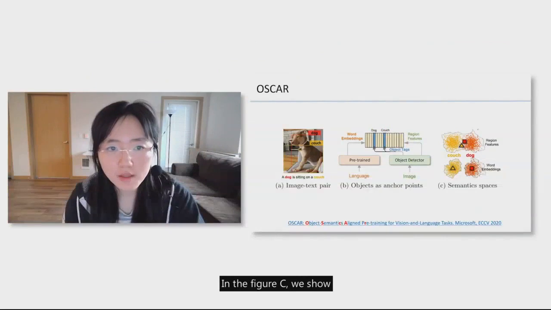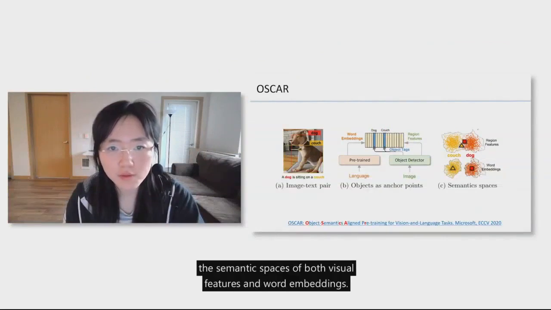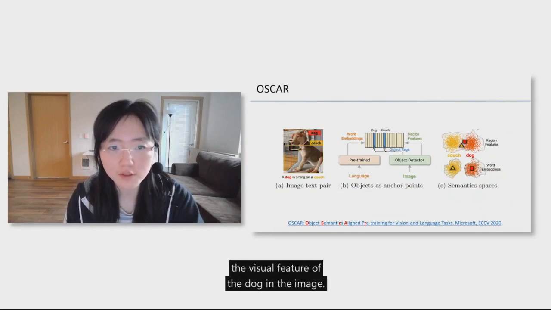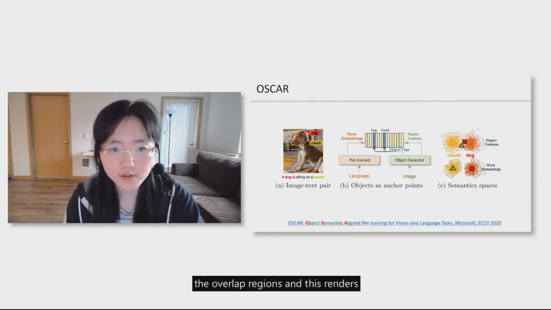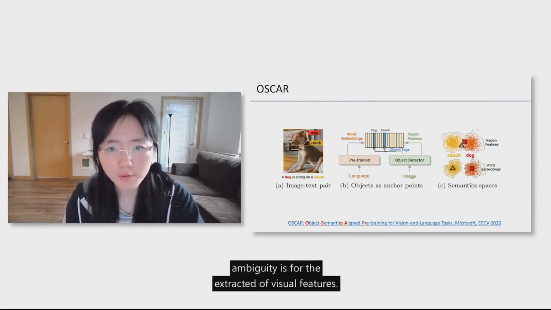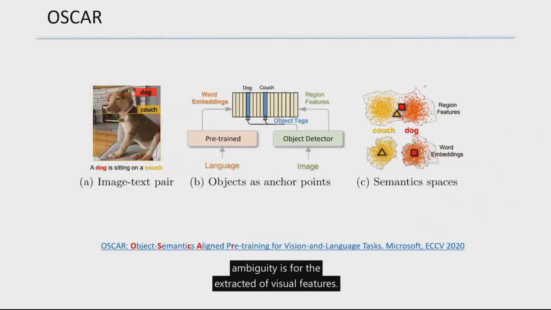In figure C, we show the semantic spaces of both visual features and word embeddings. In the upper figure, the yellow triangle is the visual feature of the couch in the image, and the red square is the visual feature of the dog in the image. In this example image, the two visual features are very close to each other because of the overlap regions. And this renders ambiguities for the extracted visual features. However, as shown in the lower side in figure C, dog and couch are distinctive in the word embedding space.